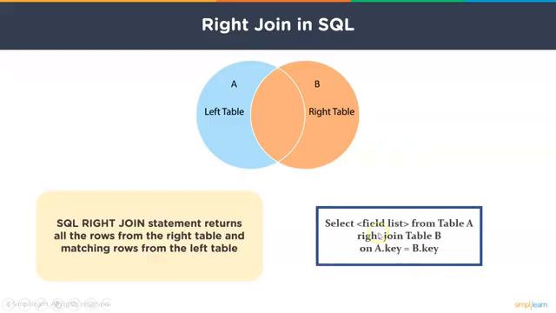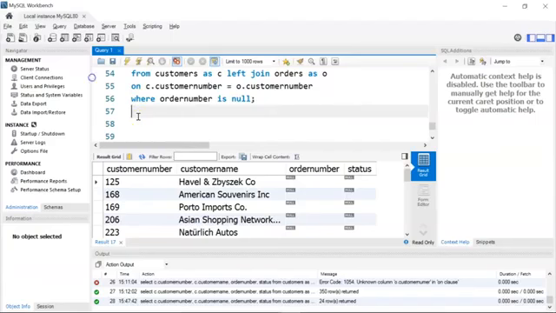Now talking about the syntax. So here you can see we have the select statement, followed by the list of columns that you want to choose, from table A, right join table B on the common key column from both the tables. Alright. Now to show how right join works, I'll be using two tables, that is customers and employees.